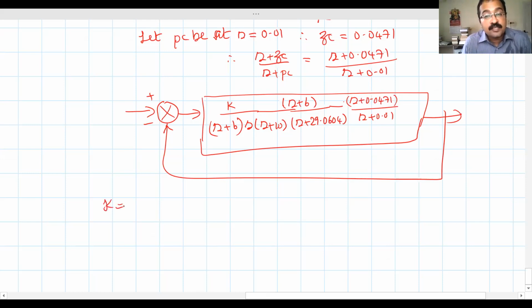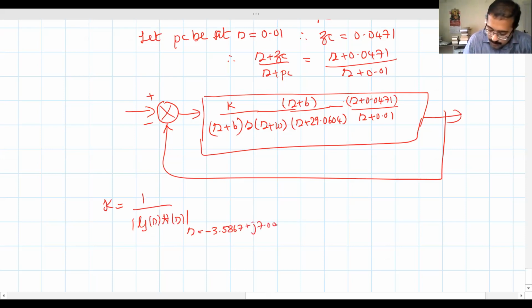How? From the magnitude condition, 1 by mod G(s)H(s) at s equal to the dominant pole, minus 3.5867 plus j7.0023. Just do this calculation. You will get your K value as 1977.81. Okay, so let us see what our aim was. Our aim was to improve the steady state error by 10 times. Let us check whether we have attained that or not.